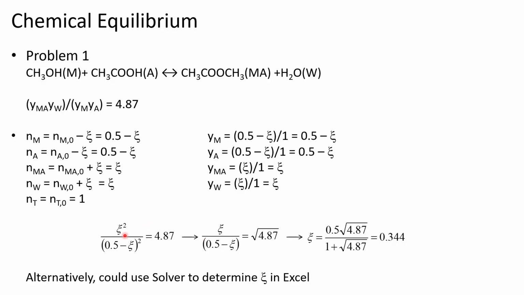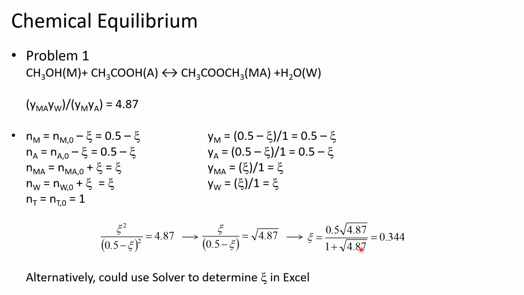When you plug in the mole fractions, what we find is that xi squared divided by (0.5 minus xi) squared is equal to 4.87. This turns out to be an equation that we can solve by simply taking the square root of both sides. So on the right-hand side, we'll have the square root of 4.87. We take the square root of the left-hand side, we end up with xi over (1/2 minus xi). And this expression can be rearranged to solve for xi, as you see here. I won't go through all the algebra here, but you can calculate that the value of xi is 0.344.